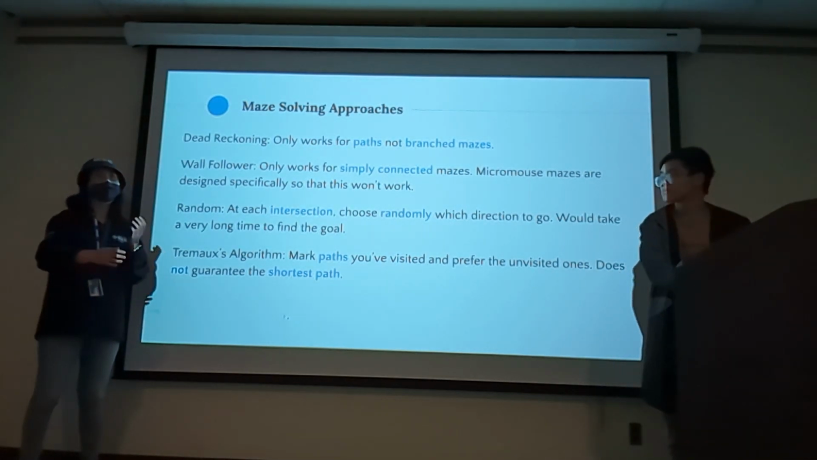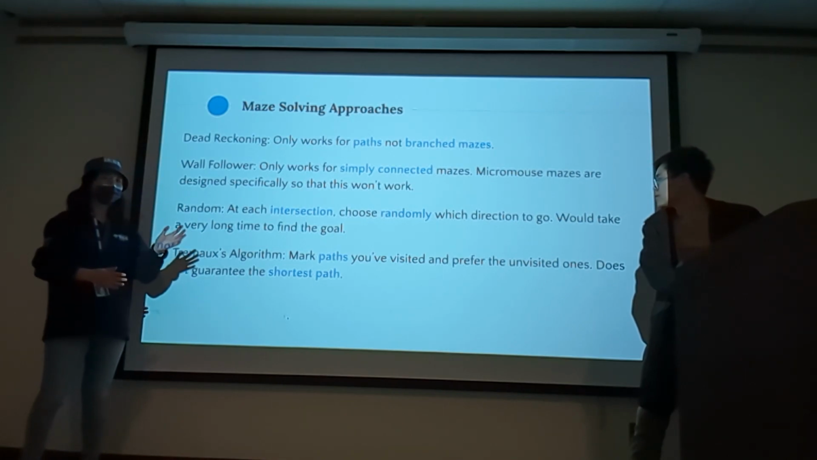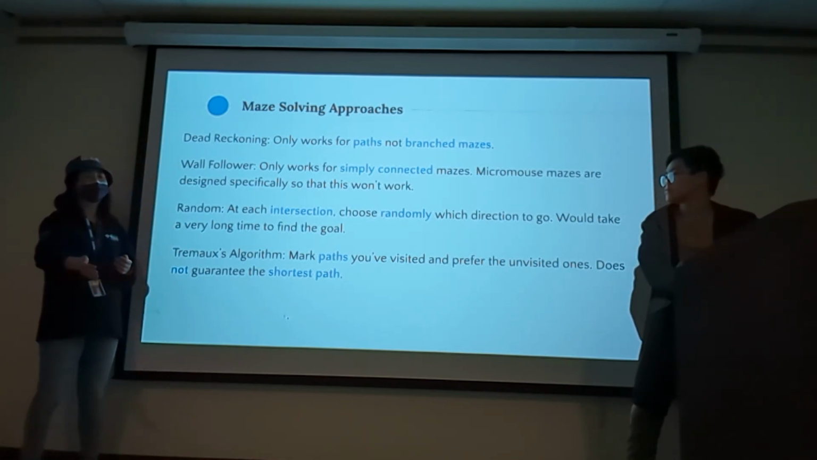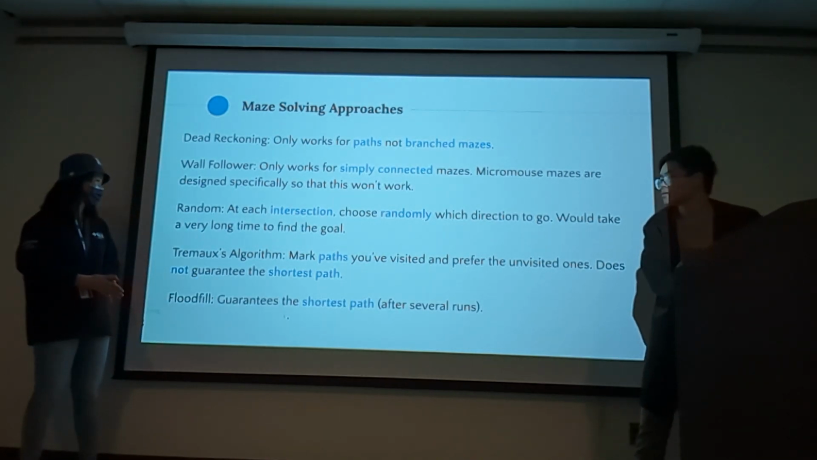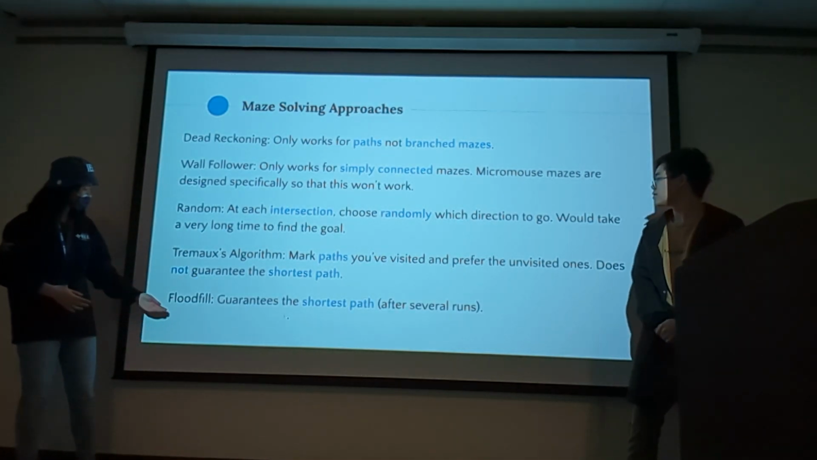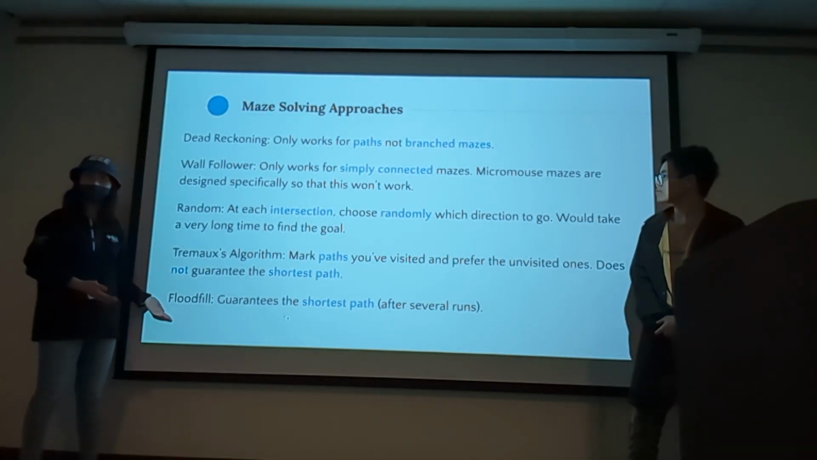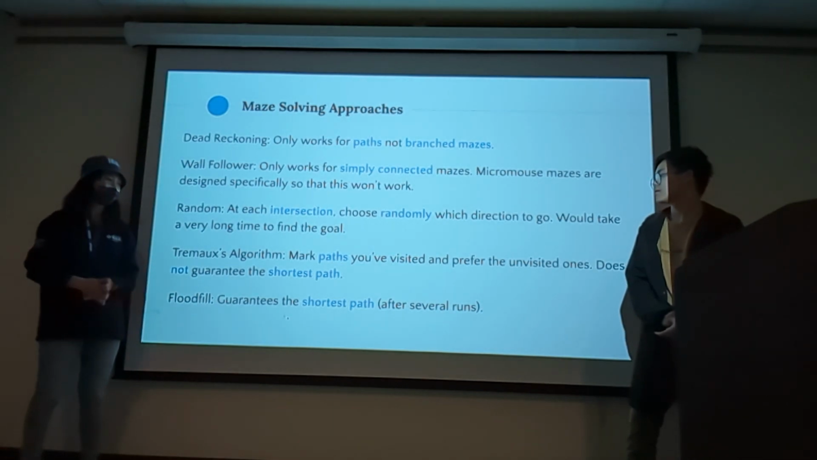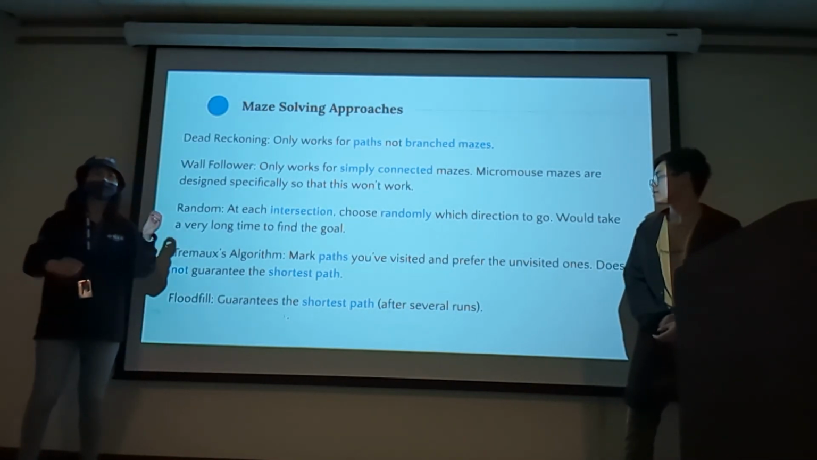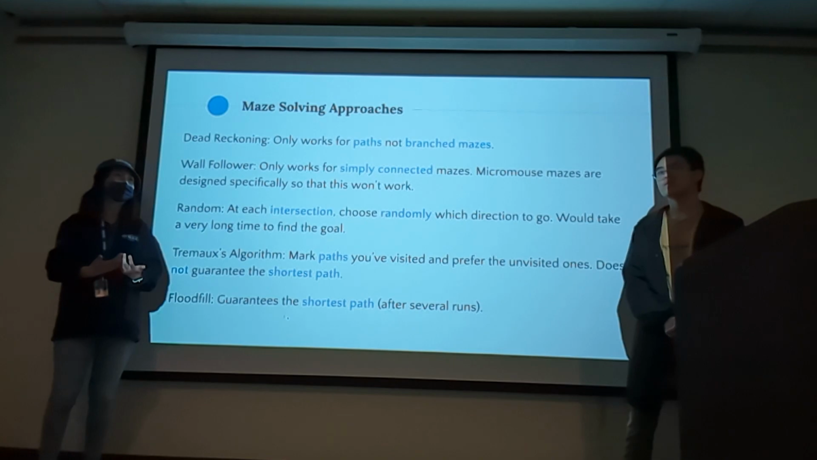You kind of look around, you see a path that you haven't gone into, then you go on that one. Otherwise, you just choose a random one to go onto. Not the best one we can do, not the shortest path. And ultimately, Floodfill, which is what we've been using and what we will be teaching you guys, guarantees the shortest paths after several runs, once it learns what the maze looks like on the inside.